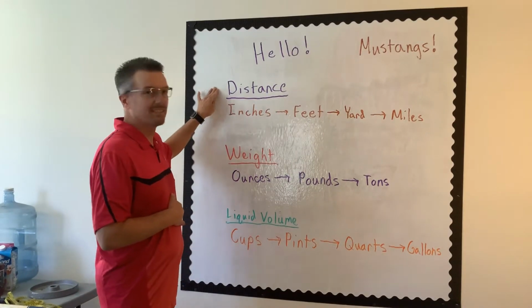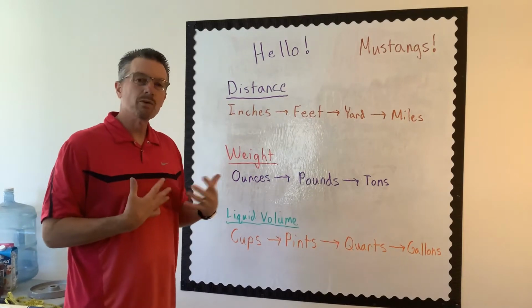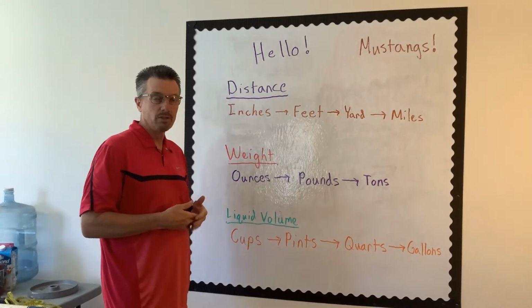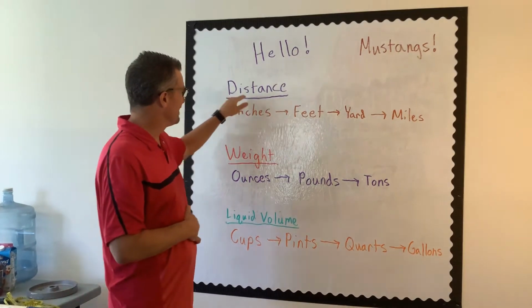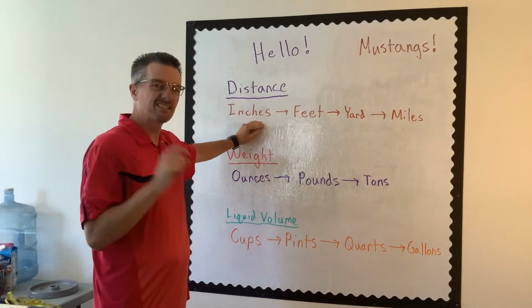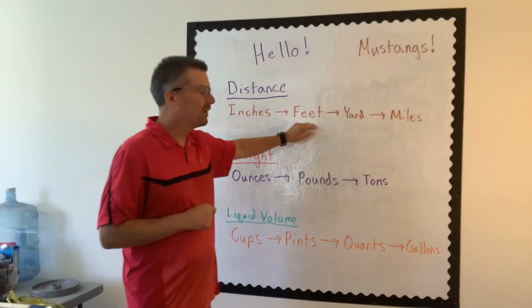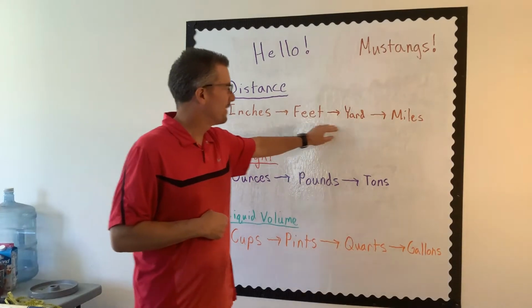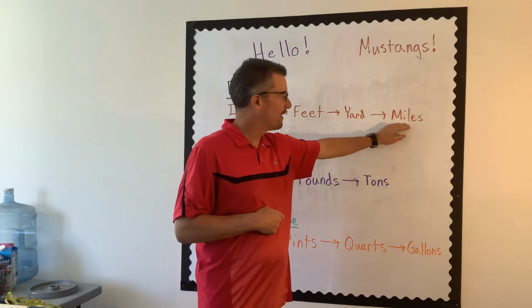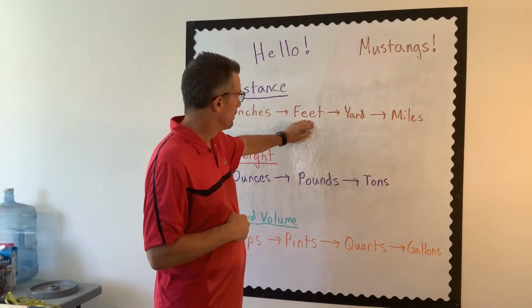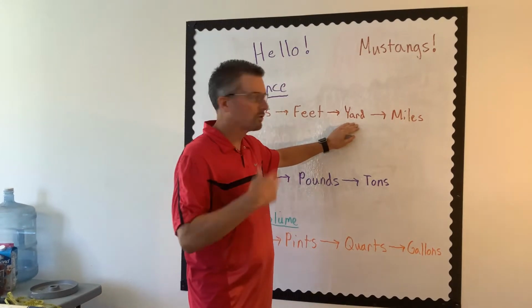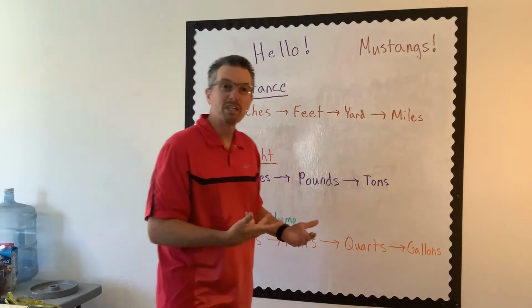We have distance. In distance, we're dealing with standard units of measure, not metric. Today we're just going to deal with standard units of measure. In distance, we have inches. That's the smallest one. Then we go to feet. Then we have yards. And then we have miles. And they progress. Inches are small, feet are bigger, yards are bigger, and miles are the biggest measurement.